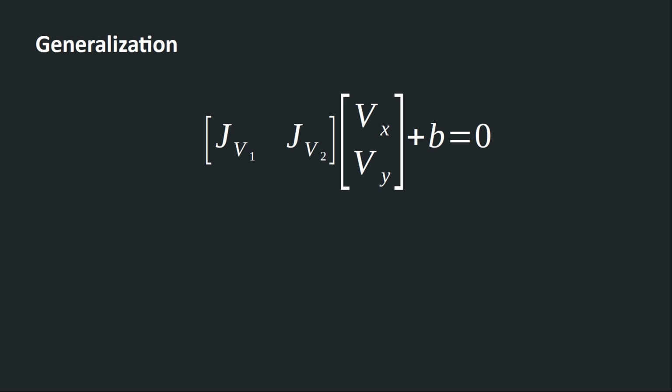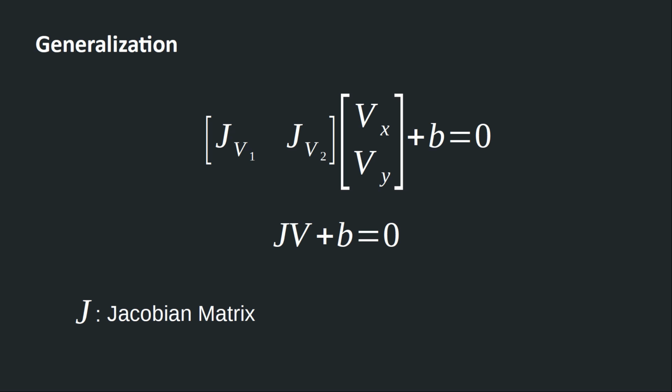Now it's time to generalize velocity constraints. A velocity constraint can be generalized as a linear combination of velocity components plus a bias term equals 0. Here is a column vector that contains components of the velocity. On the left is a row matrix that contains coefficients to linearly combine the velocity components. This can also be expressed as JV plus b equals 0. This is the central equation for generalized velocity constraints.